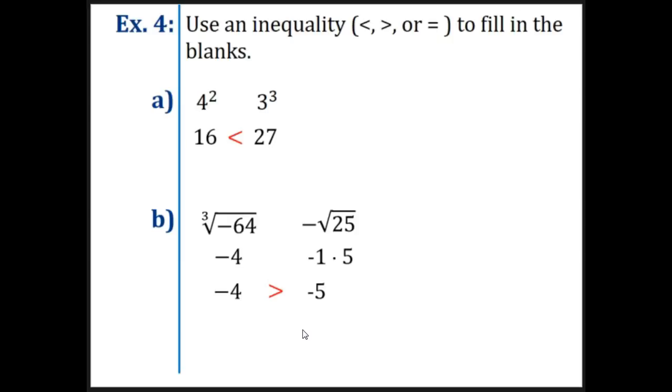Wait, what? What do you mean no? -4 is on the right of -5. -4 is on the right side of -5 on that number line. So the numbers to the right get bigger. Okay? Why are you confused?